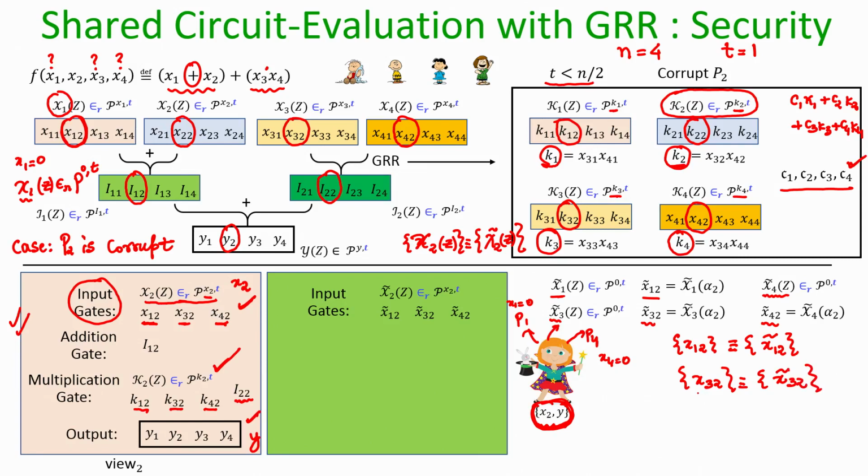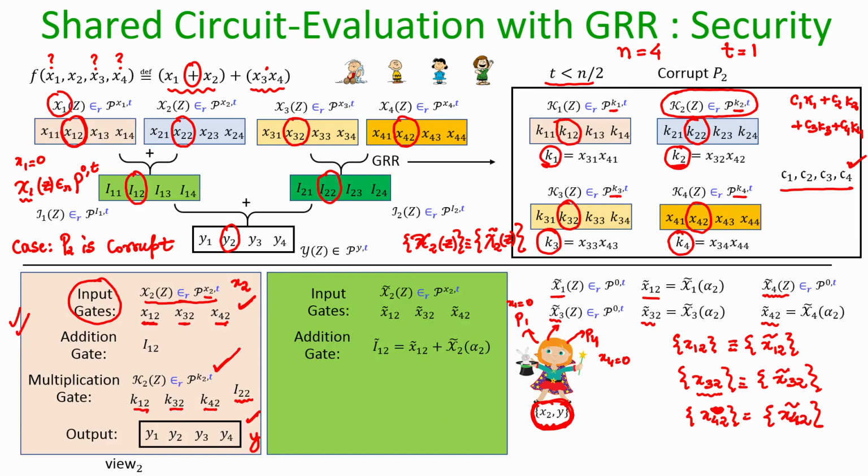P2 cannot tell whether this x32 could also be the share of this simulated x3 polynomial, and the simulated x32 share also could be the share for the real x3 polynomial. Both can happen with equal probability, and due to the same argument, the probability distribution of the real x42 share is identical to the probability distribution of the simulated x42 share. That means, from the viewpoint of the adversary, whatever the simulator has simulated till now, its probability distribution is identical to the corresponding components of real view 2.